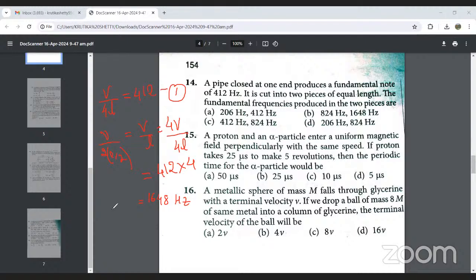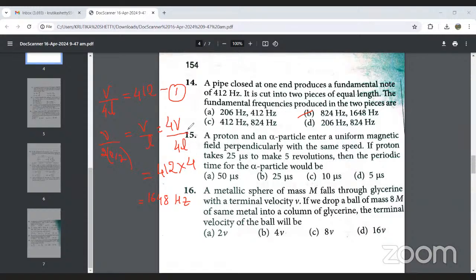You are getting the frequency 1648. We have only one option, so you can go for option B. No, here you can do 412 into 4. This is for the half.